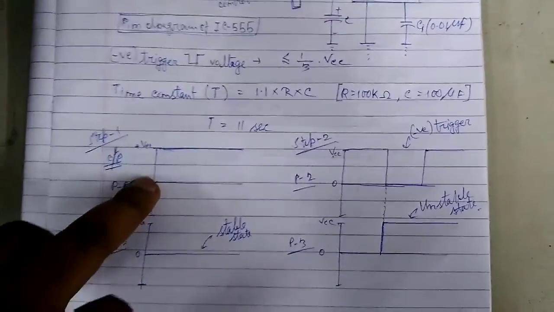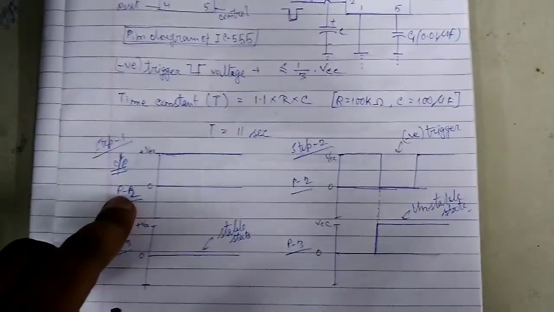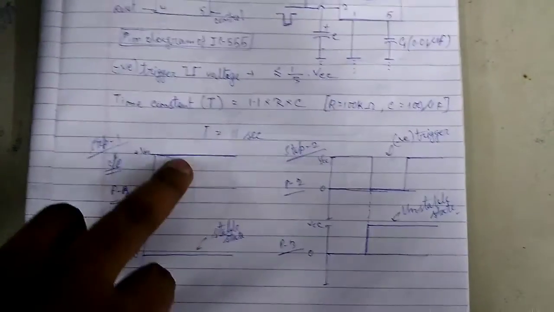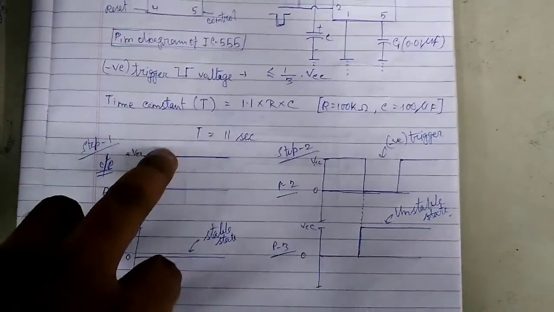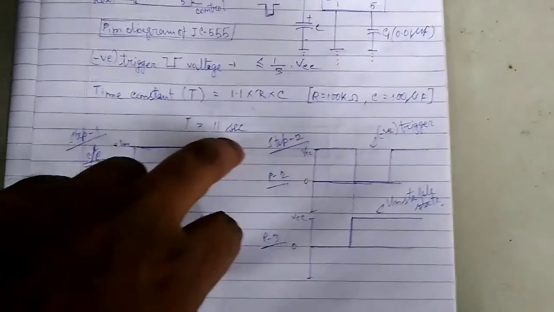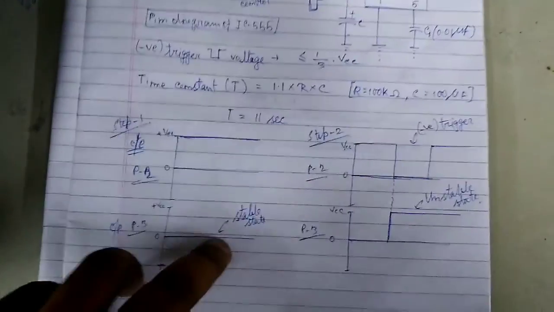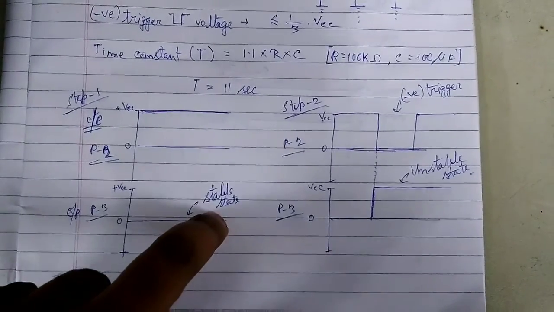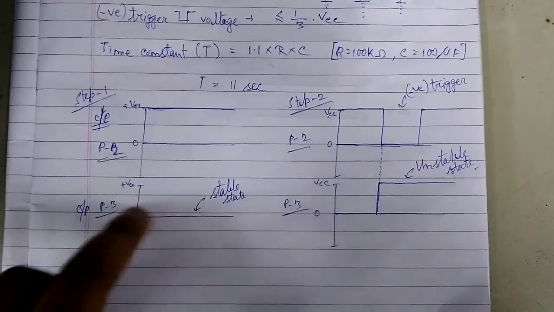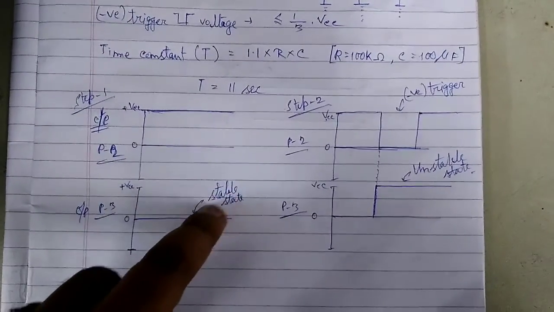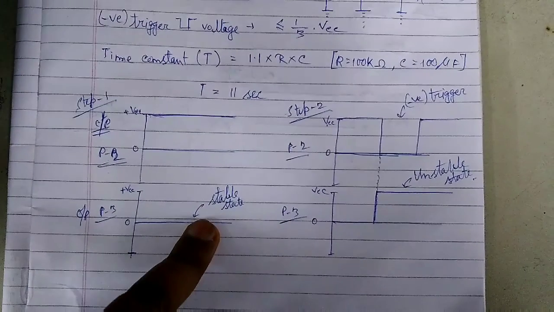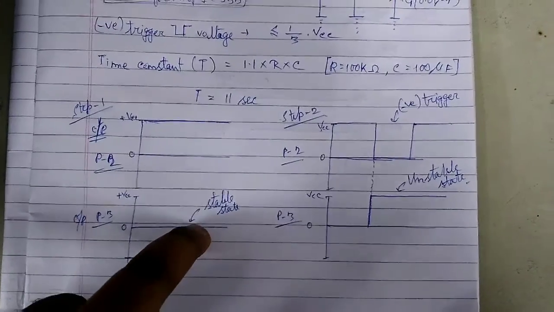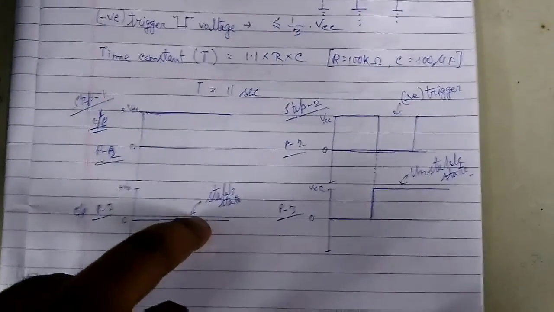So this is the output graph. Suppose this is pin number 2. What is the initial condition of pin number 2? Pin number 2 is high, and see, this is DC voltage straight line up to VCC, and this is the stable condition of pin number 3, that is the zero value. No voltage will come at the output. This is the stable condition of monostable multivibrator.